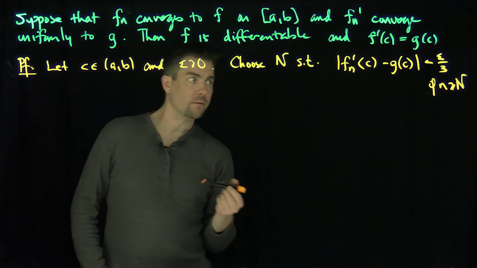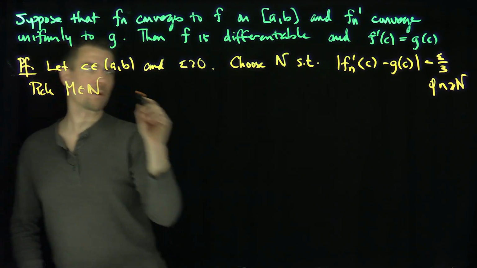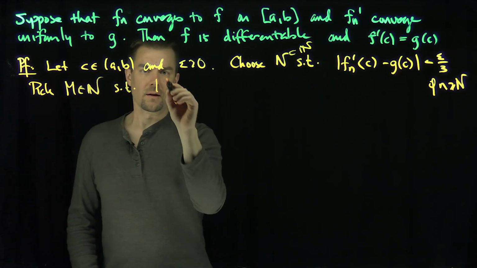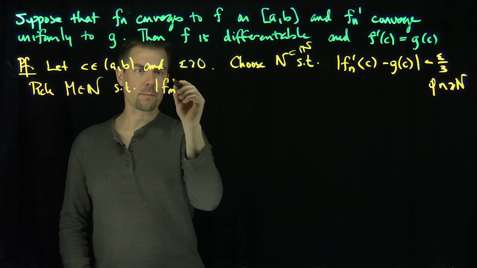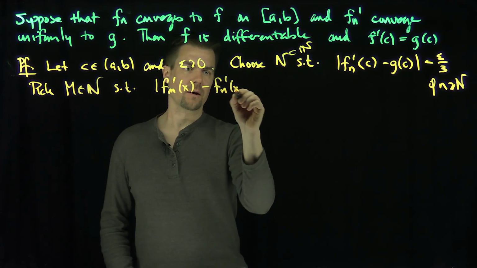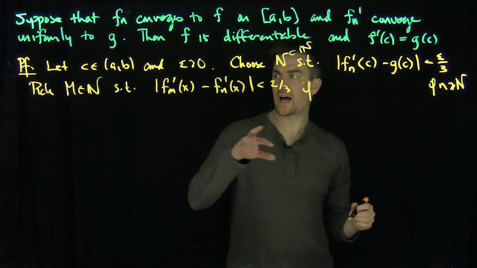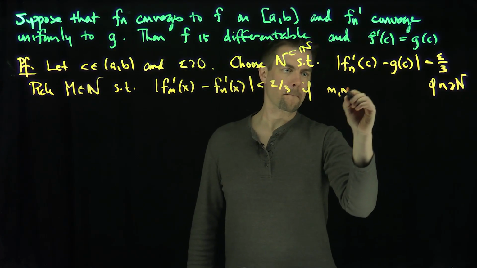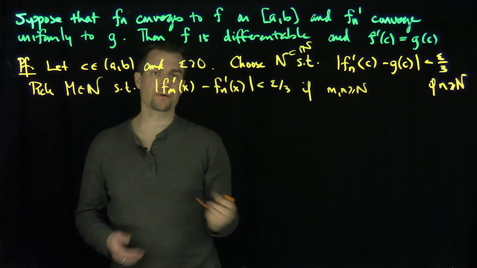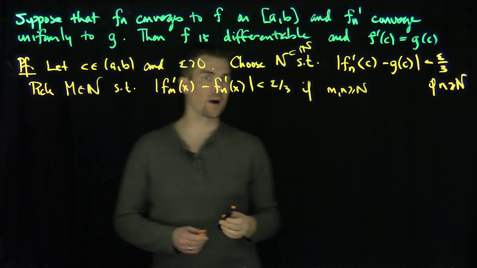Now, I also have uniform convergence, so pick m capital, of course this is just a natural number, such that Fm prime of x minus Fn prime of x is less than epsilon over 3 if m and n are bigger than or equal to this number m capital. That's again just uniform convergence. That's the Cauchy criterion for uniform convergence of the sequence Fn prime.